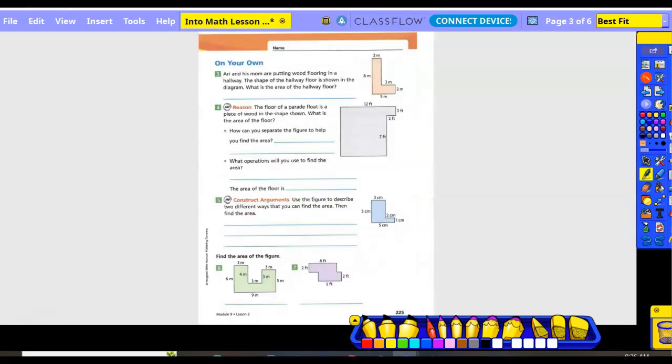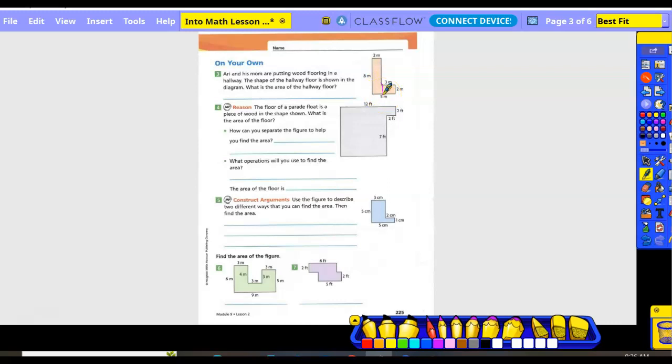Okay, on your row number 3, Ari and his mom are putting wood flooring in a hallway. The shape of the hallway floor is shown in the diagram. What is the area of the hallway floor? So it looks like they gave us a lot of dimensions. So could we probably just break this into 2 different boxes? Yeah. So we could probably go right straight down here, and then do we have our dimensions already? Yeah. So we're good to go, right?